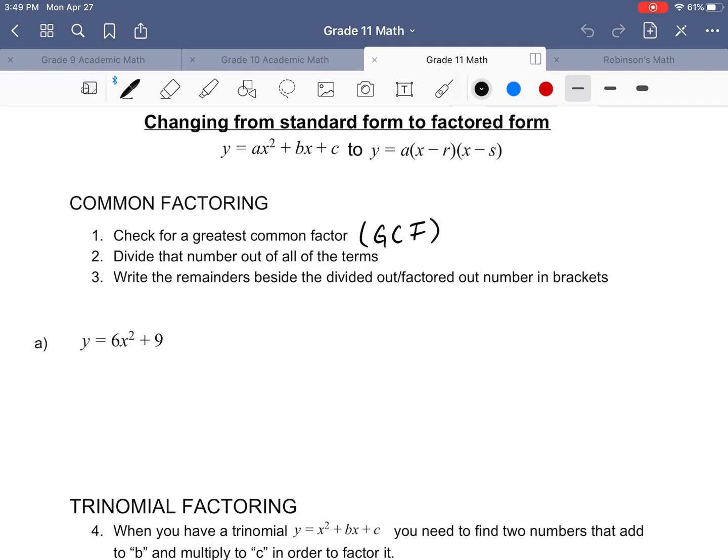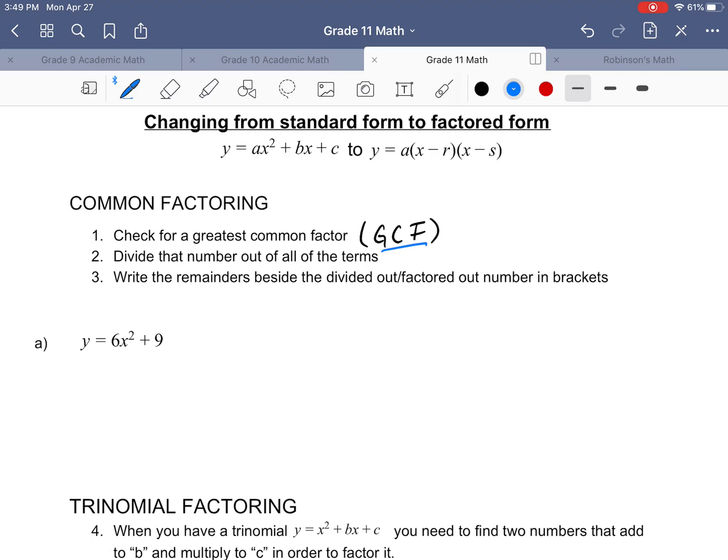Changing from standard form to factored form. This is also called factoring. So first we're going to start off by looking at common factoring, and we have 3 steps that kind of guide us through this process. And the first step is to check for a greatest common factor, or a GCF.